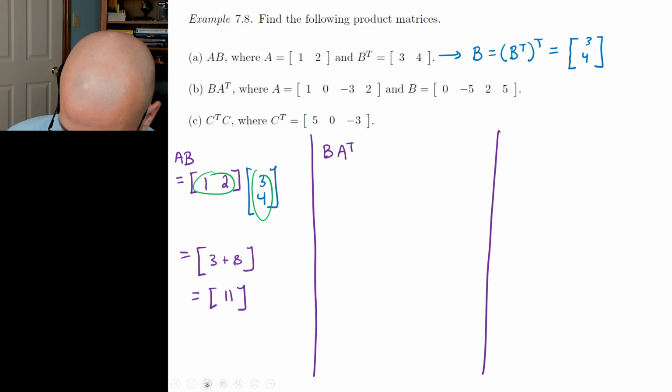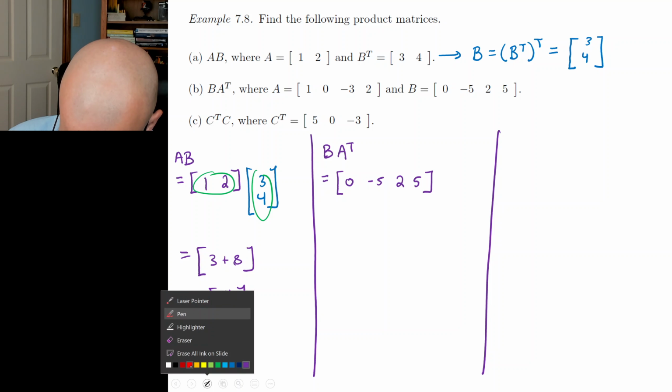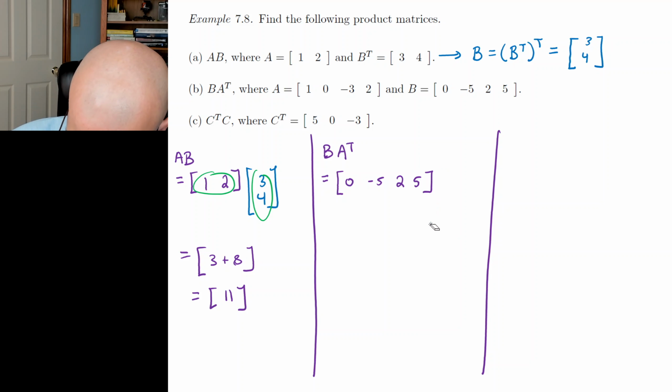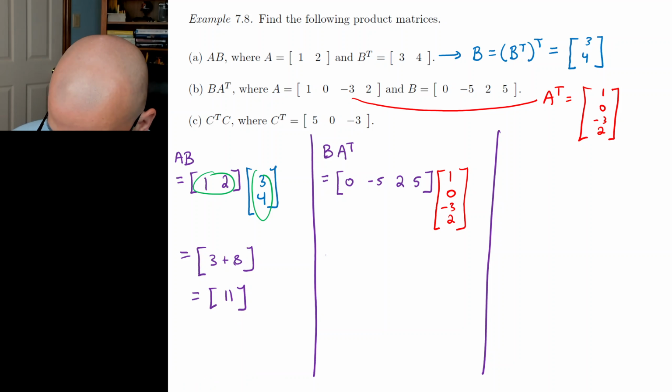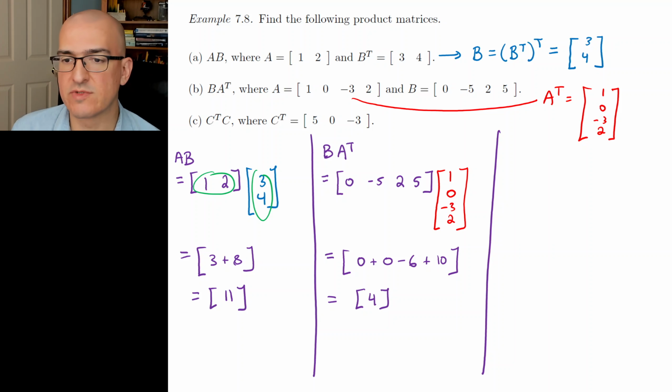And we don't have A transpose, so we'll get that. We have B, 0, -5, 2, 5. And then A transposed: 1, 0, -3, 2, turning that row into a column. So I'll put that here. And we're doing a row times a column, so we're going to get a single entry. We have 0 times 1 plus -5 times 0 plus 2 times -3, so -6, plus 5 times 2, 10. So we get the single entry matrix, 1 by 1 matrix, whose entry is 4.